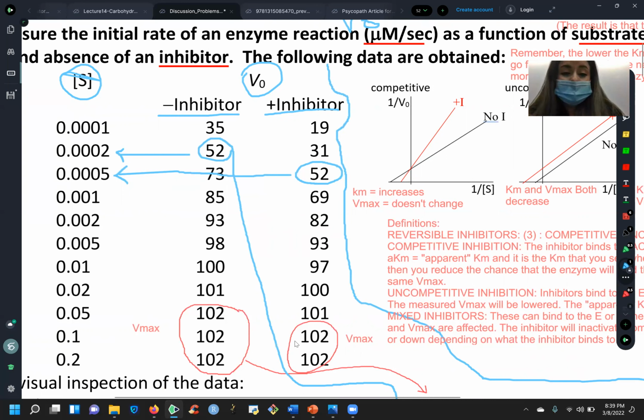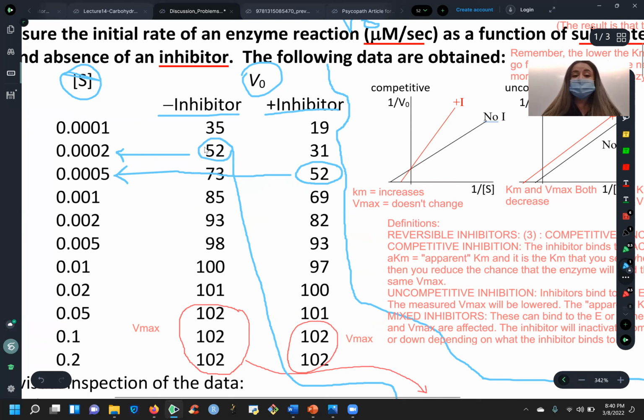Now, they want us to find the Km with and without the inhibitor. Remember, I was going to ask you what the Km is, but I don't need it. I'm just going to tell you. The Km is the substrate concentration at half of the maximum velocity. So the maximum velocity was 102. So about half of that is 52. But 52 is not the Km.